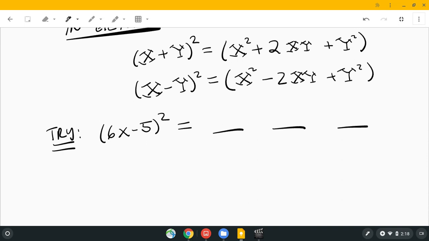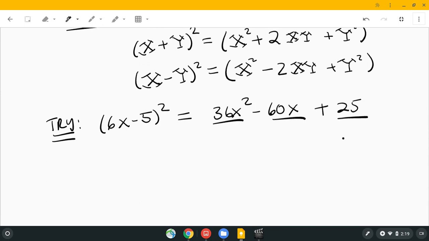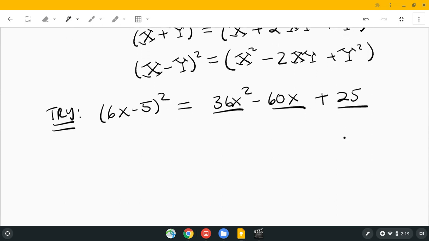Okay, so this first term is 6x squared, so that's going to be 36x squared. This last term is going to be 5 times 5, so that's going to be 25. It's always positive. And the middle term is going to be their product, so that's negative 30x, but we have two of them. So negative 30x is negative 60x. Okay, so you should have gotten this for your trinomial.